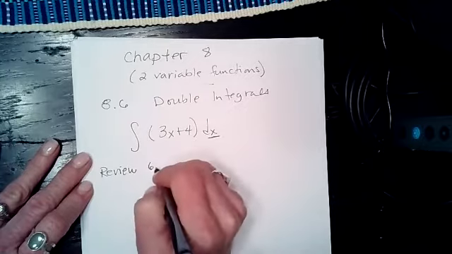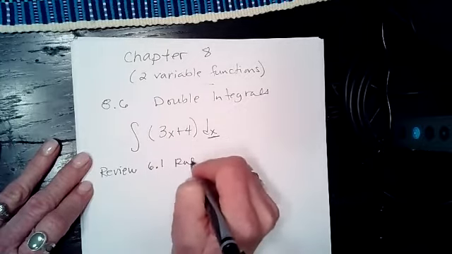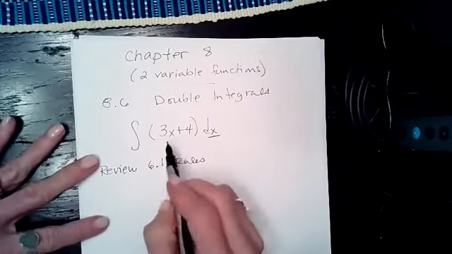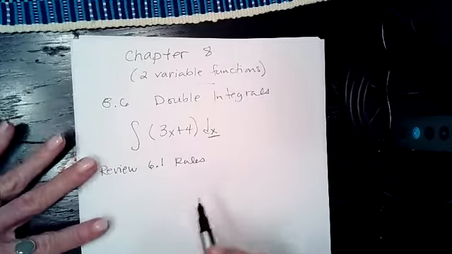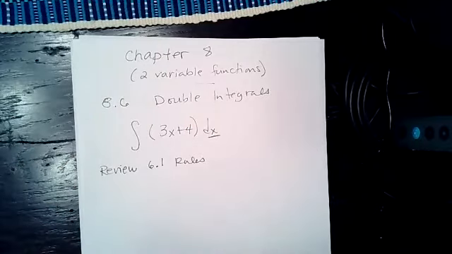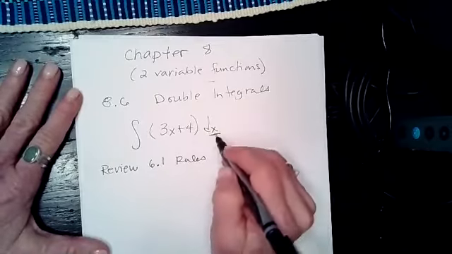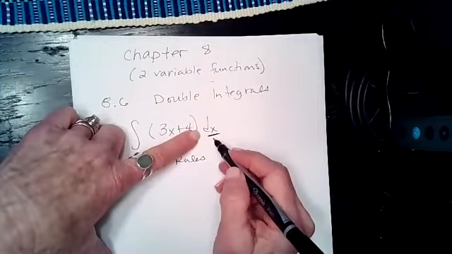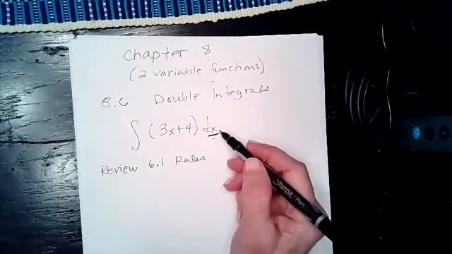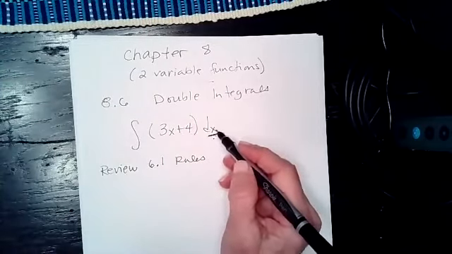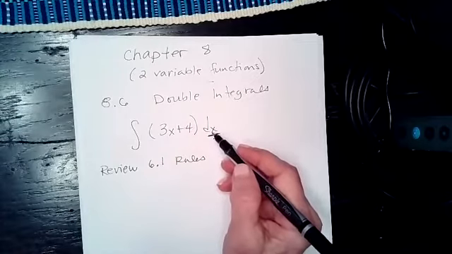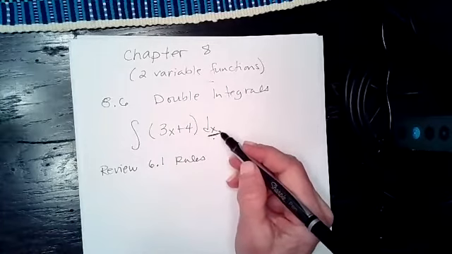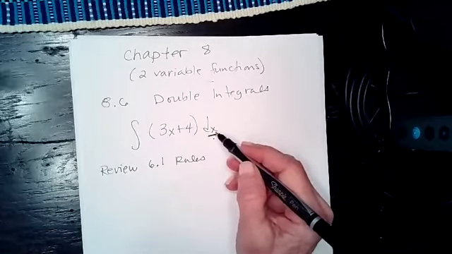Let's review my 6.1 rules, because those are the rules that we're using. But it's kind of weird because you have x's and y's. We're used to having x's and constants or y's and constants, but not both together. So when I integrate with respect to x, this tells me that I'm going to use my rules with respect to x. For integration, I'm increasing each term by x. Like derivatives decrease, and antiderivatives, you add. Or if you do an integral, you increase.